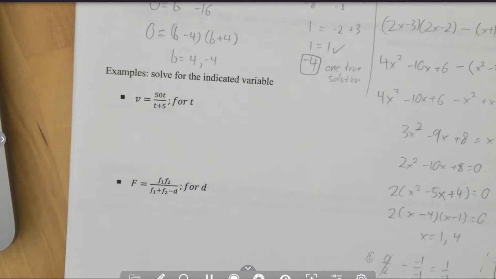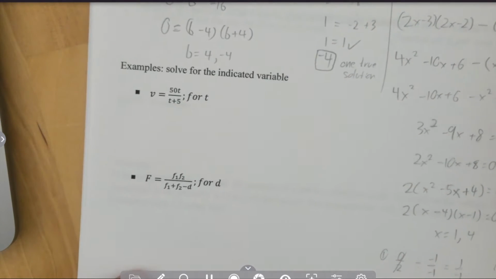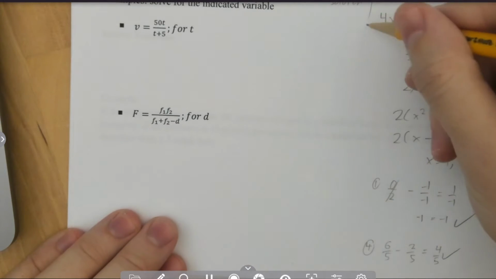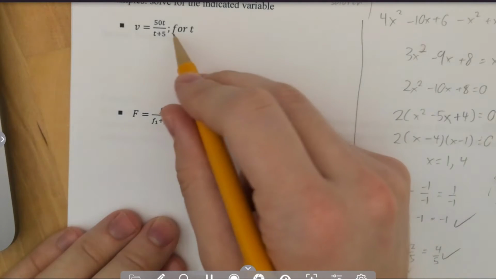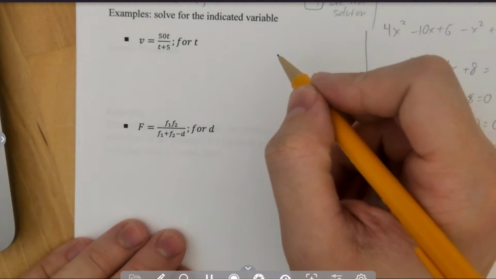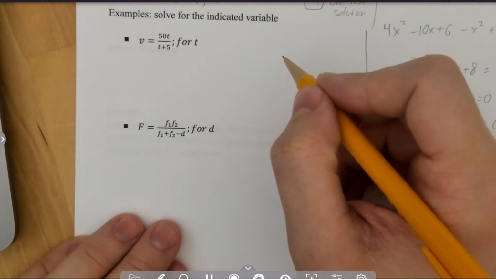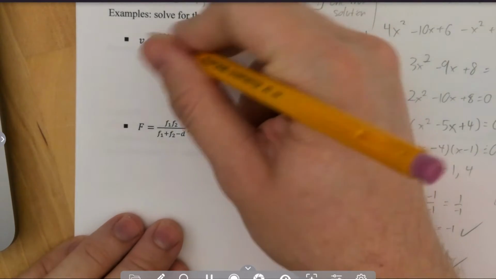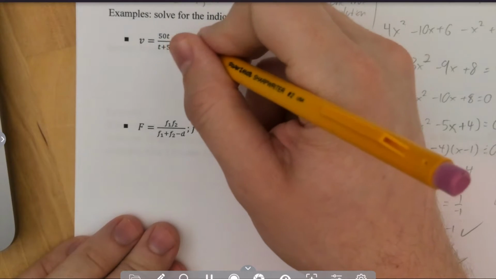All right, so let's finish these last two problems of 7.4 and dive into 7.5. Up next, what we need to do is solve for the indicated variable. They want us to solve this equation for t. A similar idea is going to happen. The first thing we want to do is get rid of denominators. So we're going to multiply both sides by t plus 5 over 1.